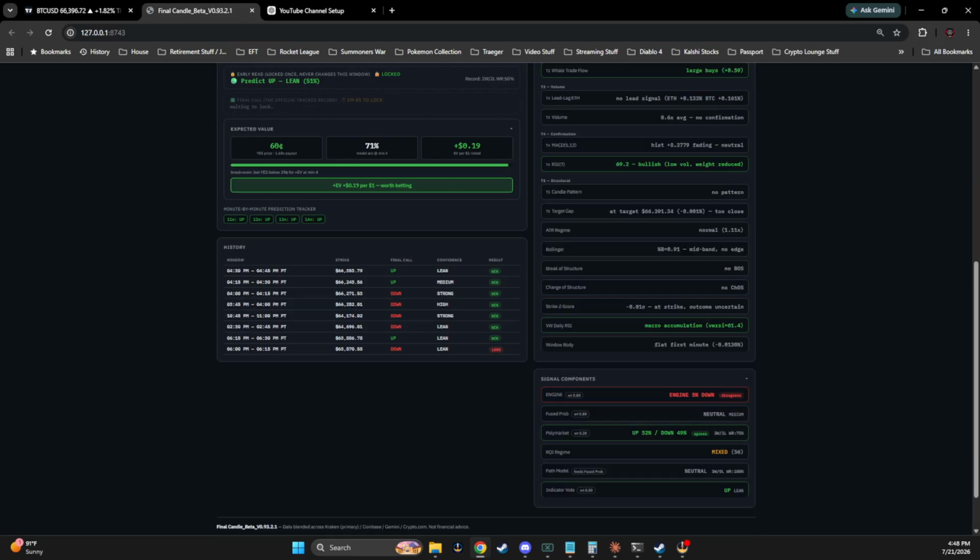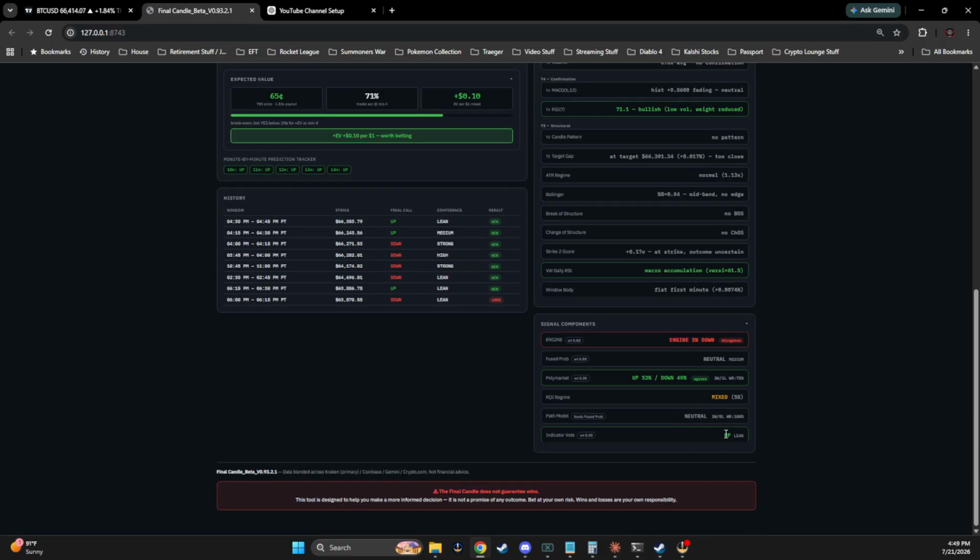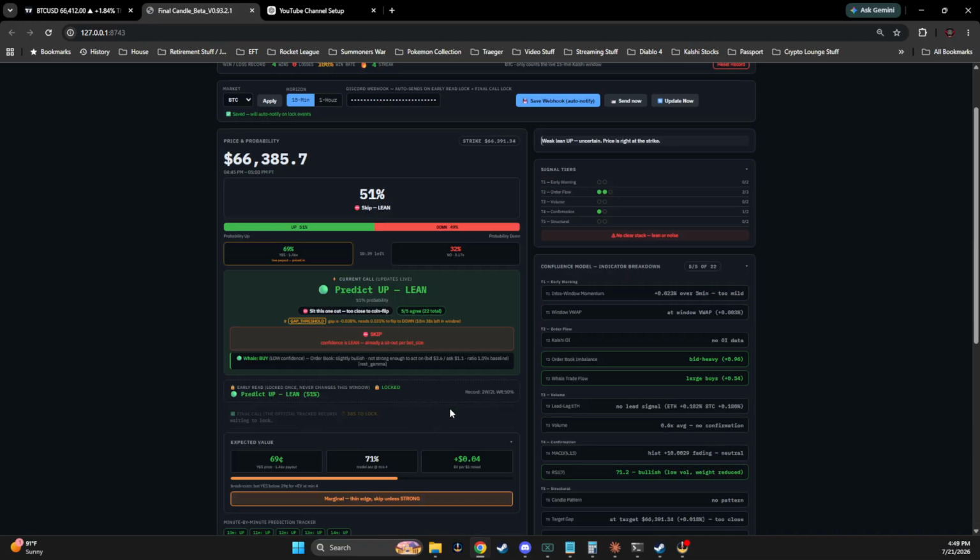But it jumps back up to 60% because the other rules are telling you, hey, just because the engine is only 5% down, it's not super big. It still has upward trajectory. Polymarket, this is kind of the difference of where Polymarket's sitting. So Polymarket is still sitting up. So it agrees. Mercury regime is mixed. Path model is neutral. Indicator votes up. So based off of all the indicator votes that you have right here, this is up, because this is kind of where your vote comes from.